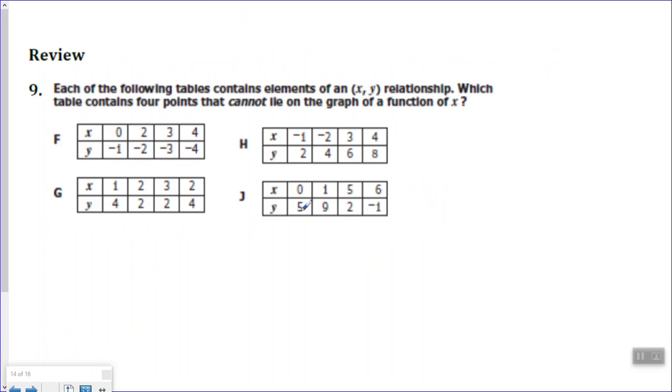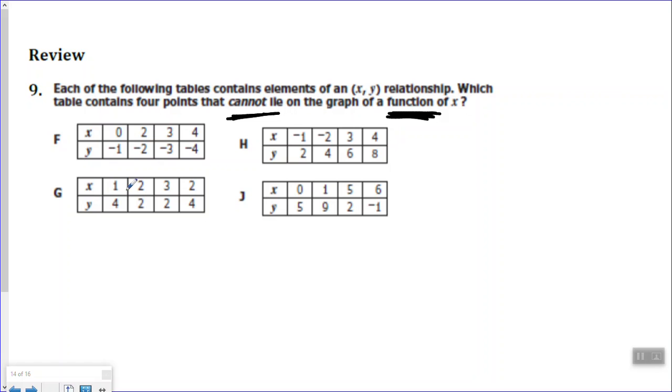Okay, number 9. Which of the following tables contains elements of an x, y relationship? Which table contains 4 points that cannot lie on the graph of a function of x? Remember, to be a function, x cannot repeat. If an x value or input repeats, it's not a function. So let's look at the x values. You have 0, 2, 3, 4. No x repeats, right? Next one, negative 1, negative 2, 3, 4. No x repeats.